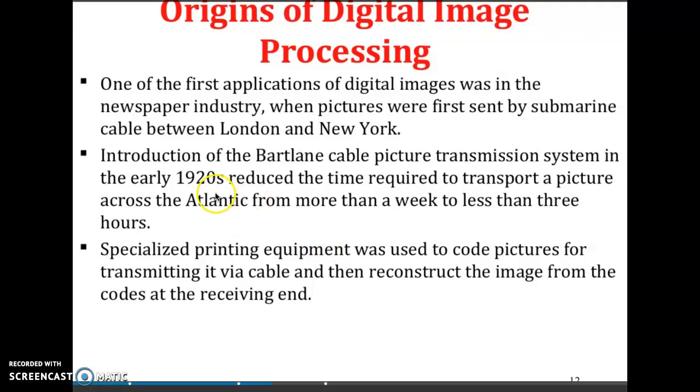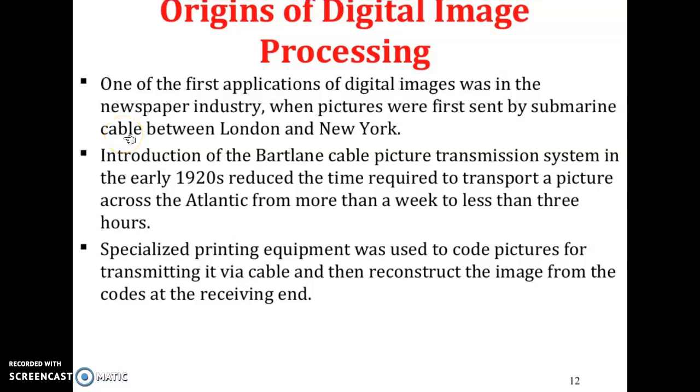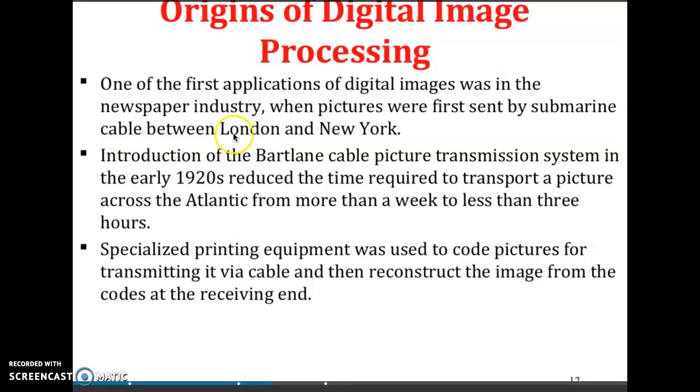Now, let us go back to see the historic impact or the origin of digital image processing when it got started. The first application of digital image was in the newspaper industry. In the newspaper industry, pictures were sent from London to New York through cables laid under the sea, submarine cables. Using submarine cables, pictures were transmitted between London and New York. And this has reduced the time.